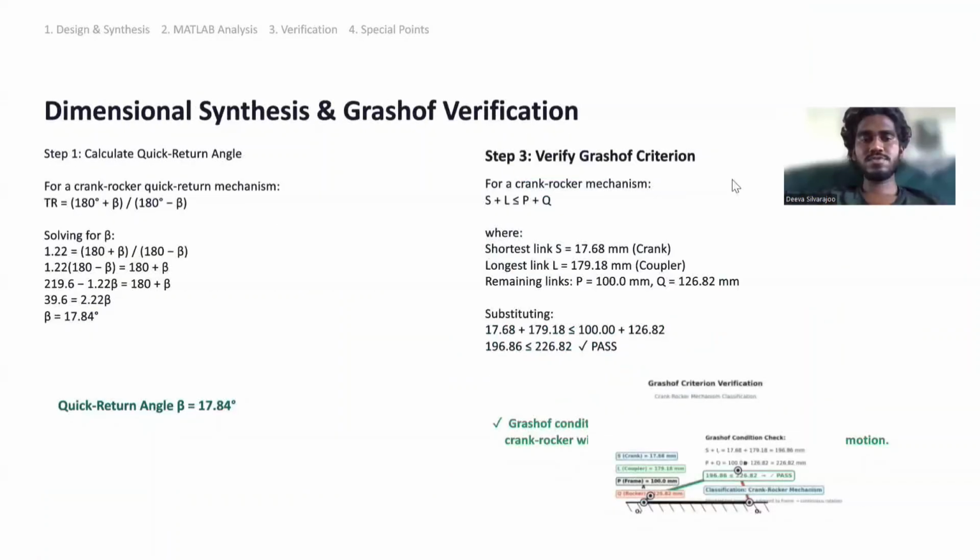Hi, my name is Arun. Today we are analyzing our crank-rocker mechanism. First, we calculated the quick return angle beta. As shown here, by using a time ratio of 1.22, we determined that beta equals 17.84.